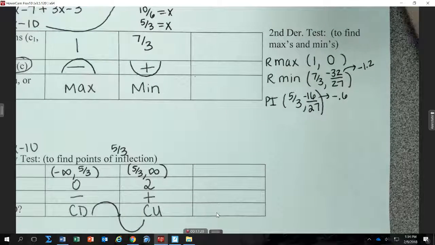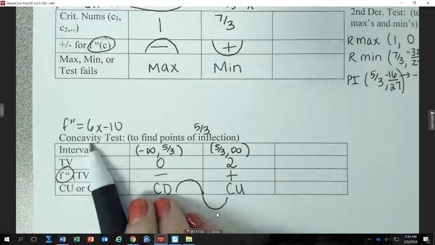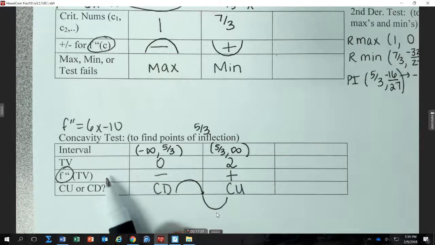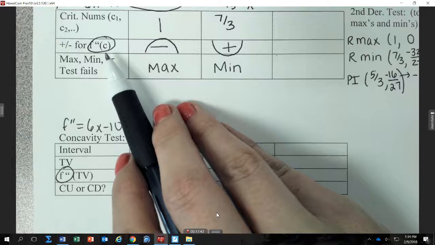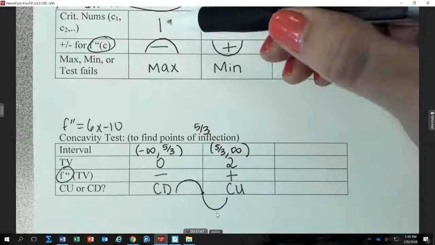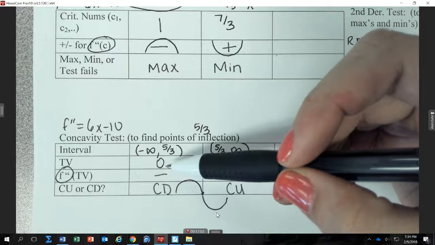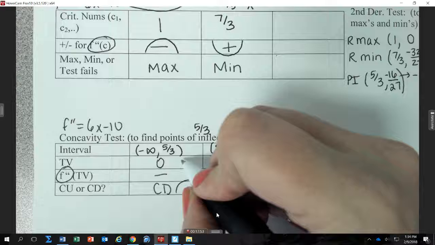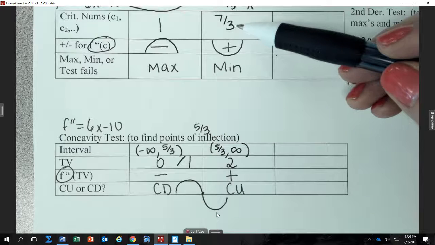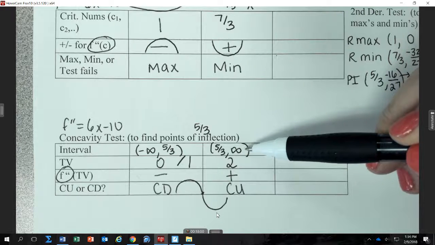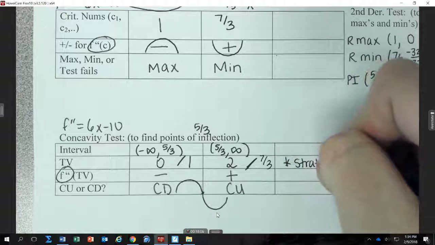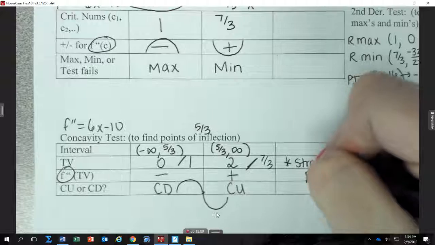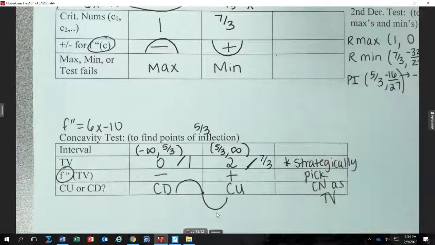Just a comment. Down here for the concavity test, you're picking numbers to plug into your second derivative. Didn't I pick numbers already to plug into the second derivative up here? Would 1 have worked for this interval, negative infinity to 5/3? Yes, 1 would have worked. Would 7/3 have worked for this interval, 5/3 to infinity? Yes. So sometimes it's a good idea to strategically pick your critical numbers as your test values for your concavity test, because then you have less work to do.